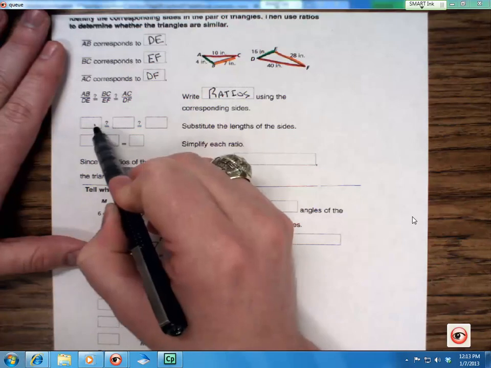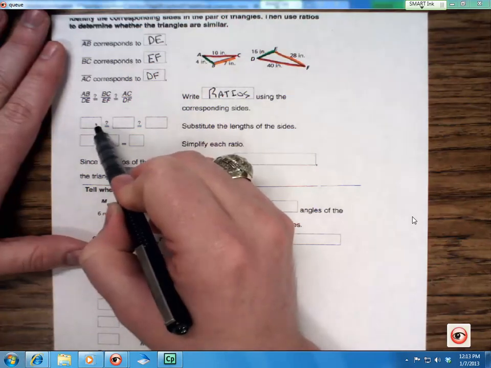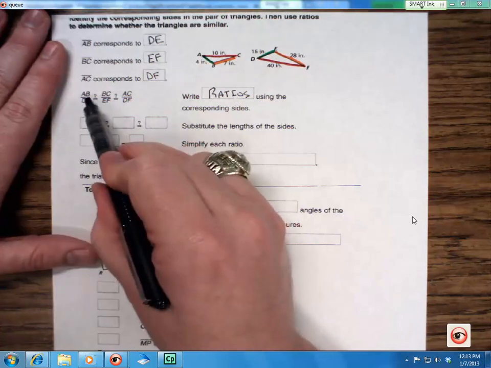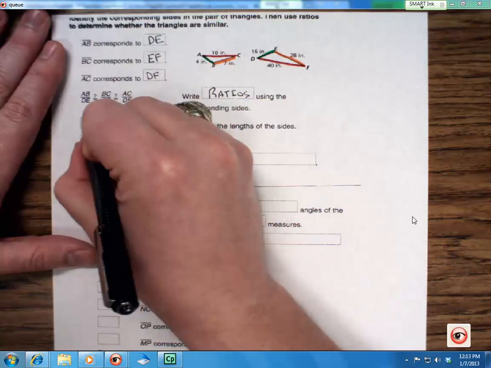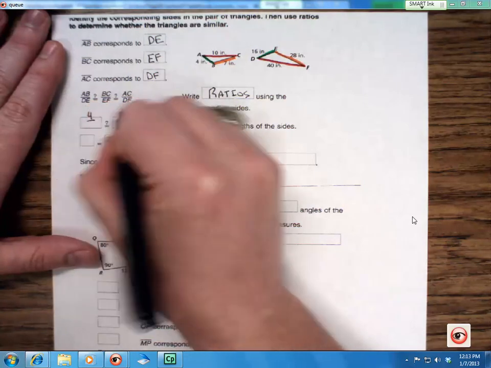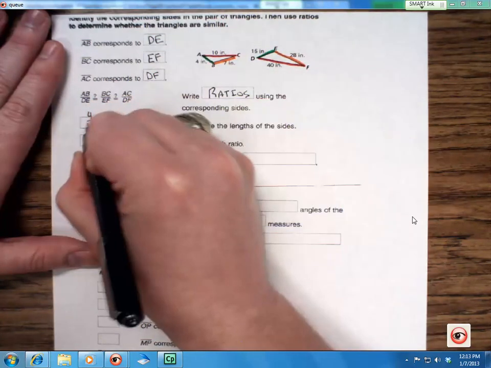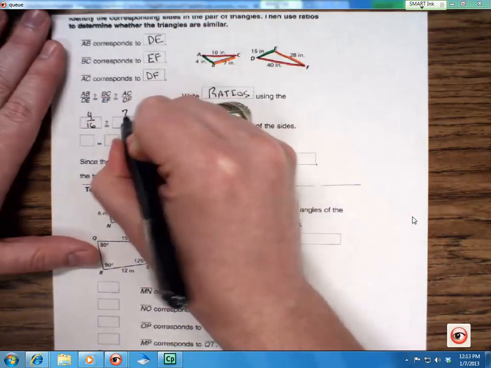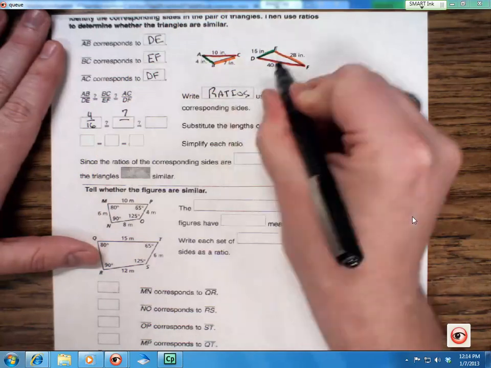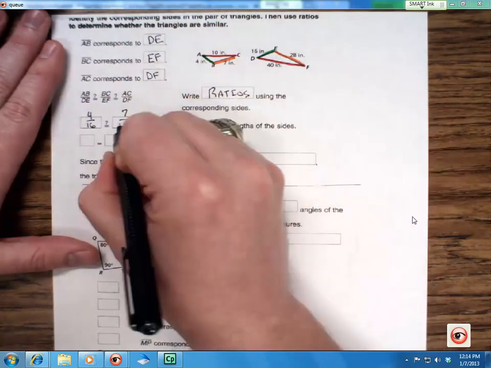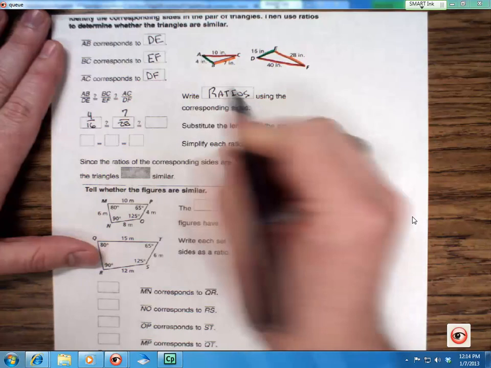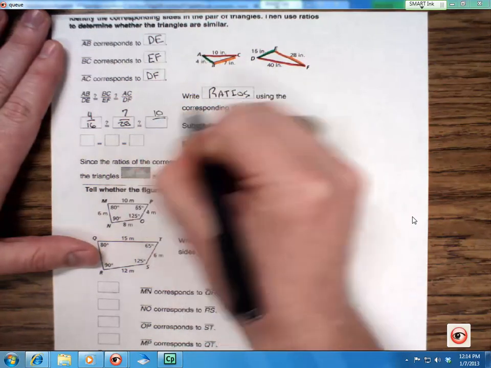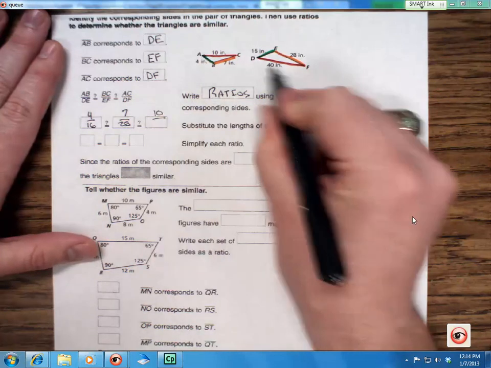Now, down here, what I need to do is substitute those values in for those letters, because the letters don't do me any good. So AB is 4. DE is 16. BC is 7. EF is 28. AC is 10. DF is 40.